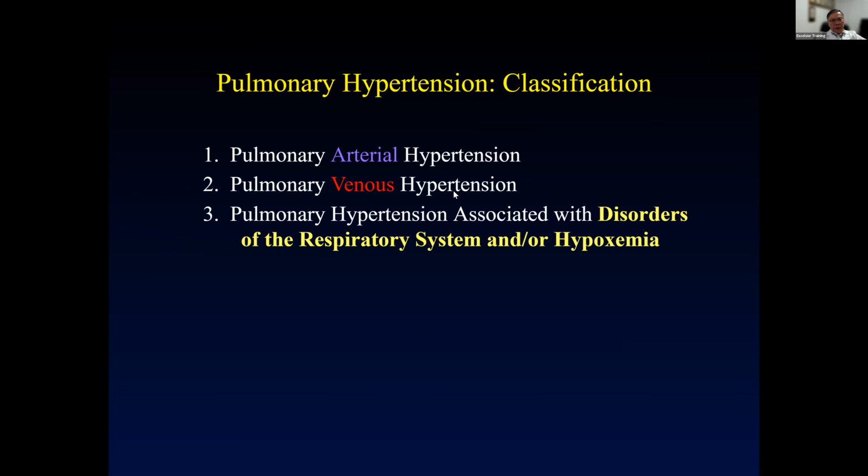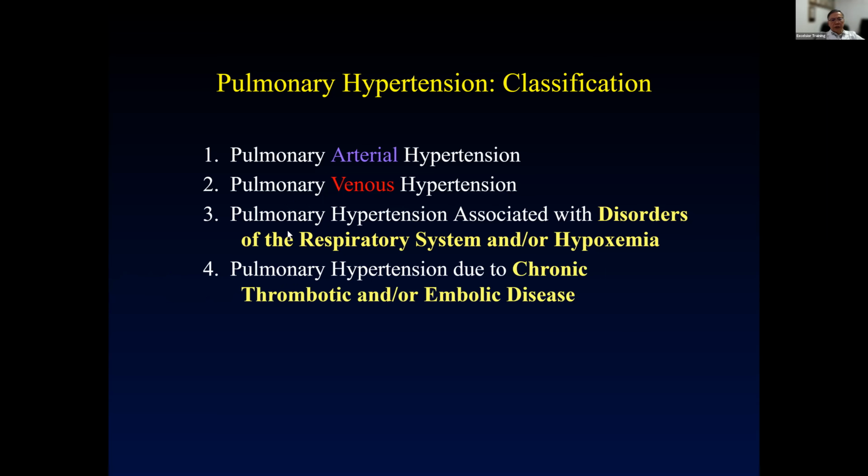The pulmonary venous hypertension really are those typical cardiology problems, like mitral stenosis, aortic stenosis, hypertrophic cardiomyopathy. So 1 is very unusual, 2 is quite common, 3 is also quite common, but taken care of by pulmonologists. Pulmonary hypertension due to chronic thromboembolic disease can be taken care of either by pulmonologists, cardiologists, or the general practitioner.